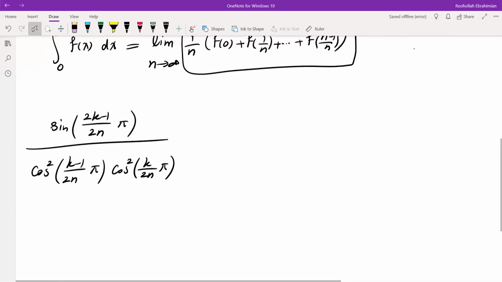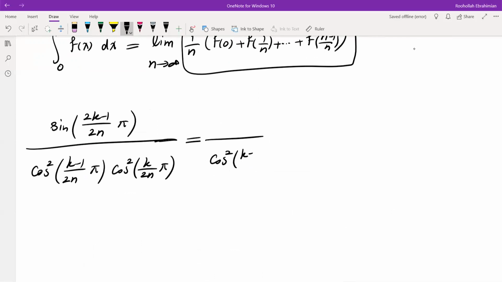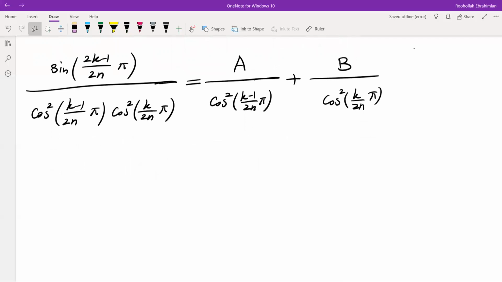Okay, so my goal is to write it down as something over cosine squared of (k minus 1)/(2n) pi. So let's call that a, to be determined. Something over cosine squared of k/(2n) pi. And hopefully, if I can find a and b, and they are of a similar format, then I can do a lot of cancellations. I get a telescoping sum, and then I can solve the problem. It's not clear whether I can do that at this point or not, but that's certainly worth trying.